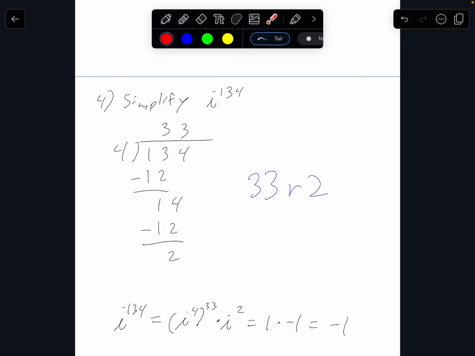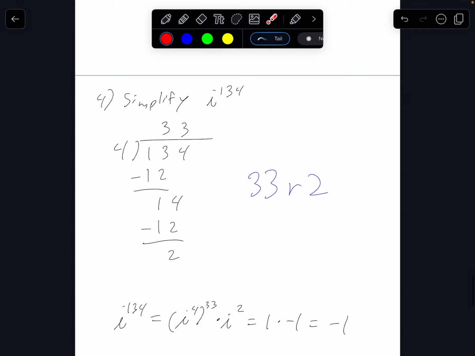And that means i to the 134th power is equivalent to i to the 4th raised to the 33rd times i to the 2nd power. 1 to the 33rd power is equal to 1. That's how we get this 1 over here. i to the 2nd power is equal to negative 1, so that's how we get that negative 1 there. And then 1 times negative 1 is equal to negative 1.